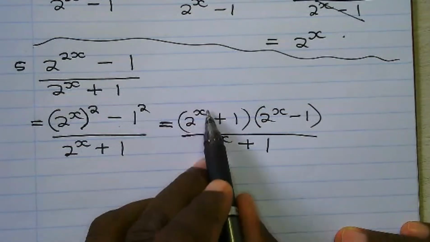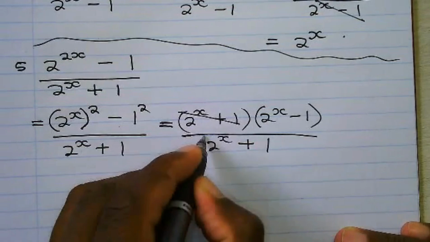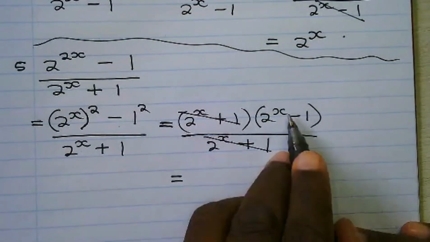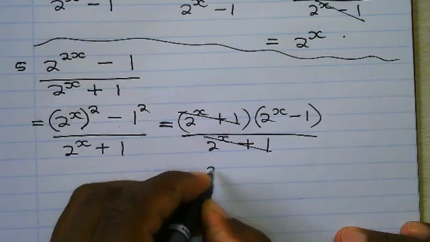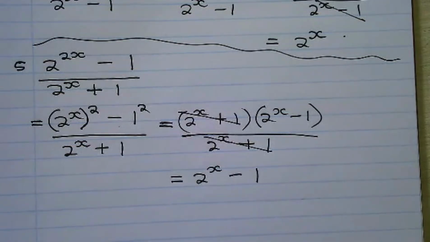There we are, 2 to the x plus 1, 2 to the x plus 1. So these ones can be cancelled. We are left with this one, 2 raised to x minus 1. That's all I have for now. Just remember, practice makes perfect. So practice as many questions as you can.